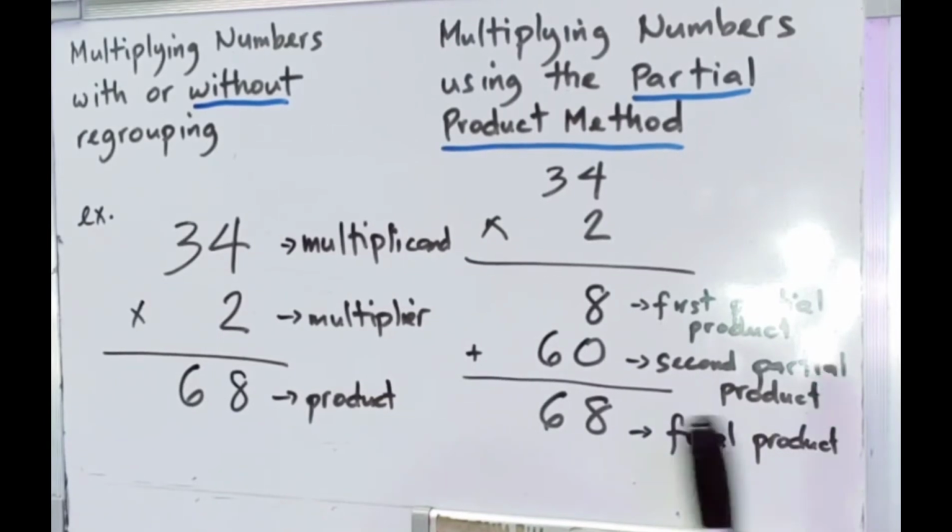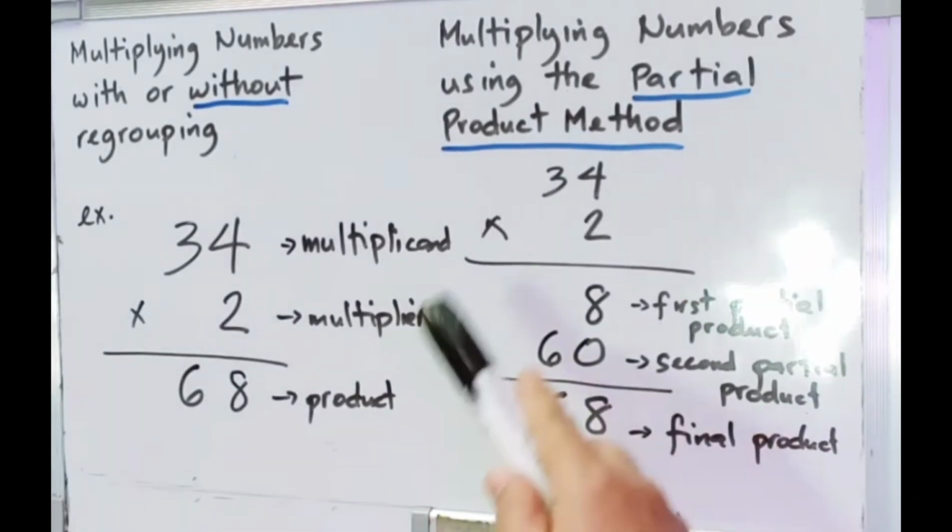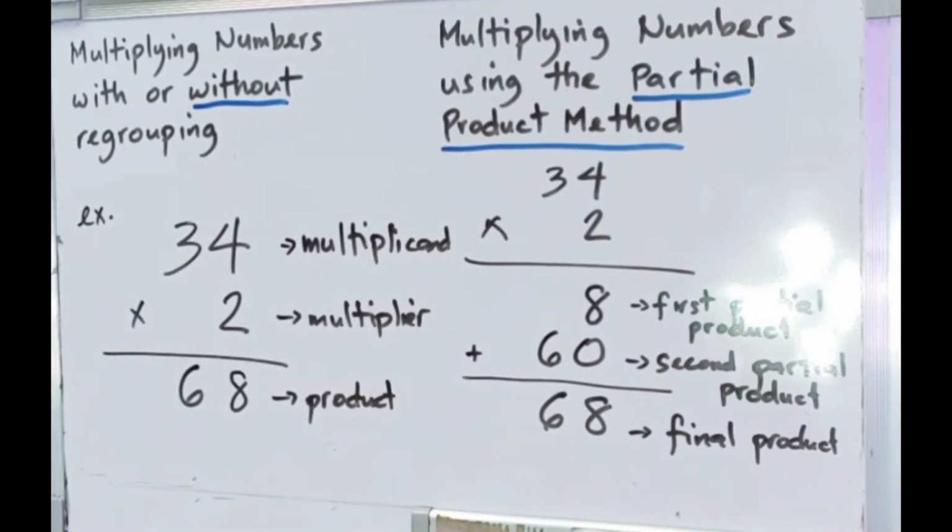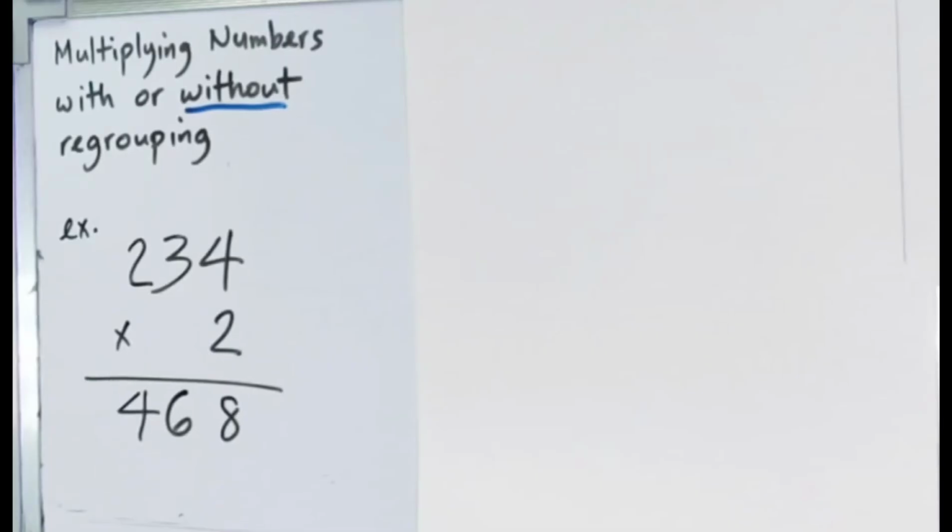Okay, so we get the same answer using two different techniques. You just multiply this without regrouping. We multiply this using the partial product method. Next, we multiply a 3-digit number by a 1-digit number. Again, still we don't carry over a digit, so we do this without regrouping.